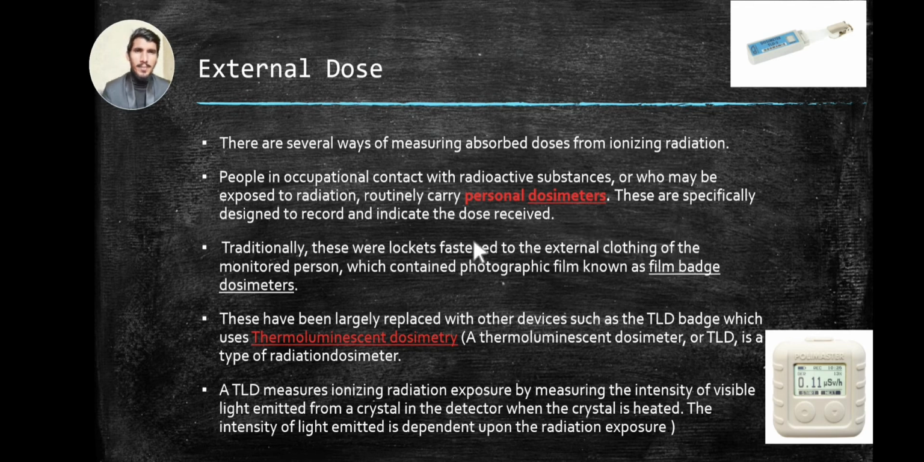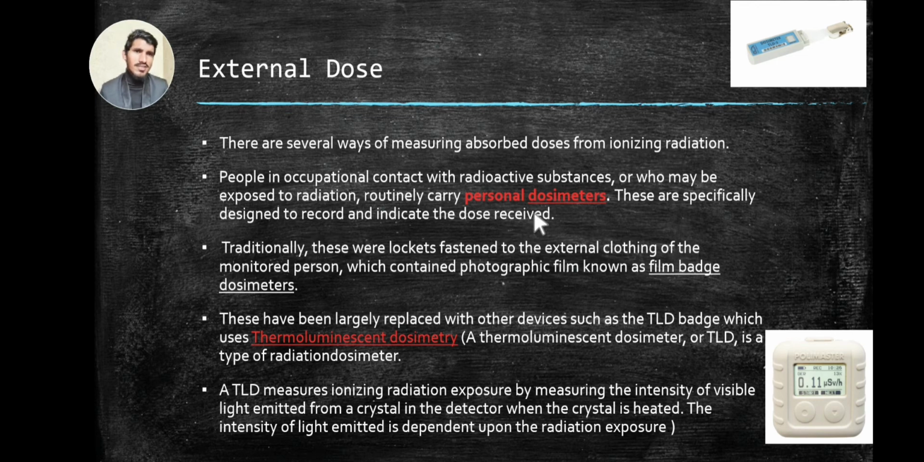So people who are in occupational contact with radioactive substances may be exposed to radiation, because, as you know, radioactive substances release radioactive rays. If a person is working in a place where there are a lot of radioactive substances, then he can be exposed to radiation. So what do such persons do? Such persons carry a personal dosimeter. These are specifically designed to record and indicate the dose received.